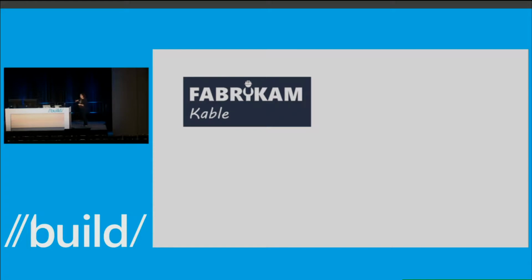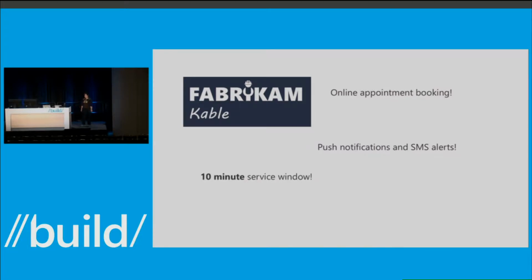So Fabrikam Cable is in a market where there's a lot of competition, and they're able to do a whole new business model for customers. And that's why they're going to use Azure App Service to change the way they're doing business. So first off, they're going to do online appointment booking. They're going to give you push notifications and SMS alerts when the technician is going to come to your house. And then they're going to do a revolutionary 10-minute service window. And they're even going to send you push notifications when the technician is on the way. And the technician will use a mobile app. It will all offline sync. And the goal is for Fabrikam Cable to provide an excellent customer experience.